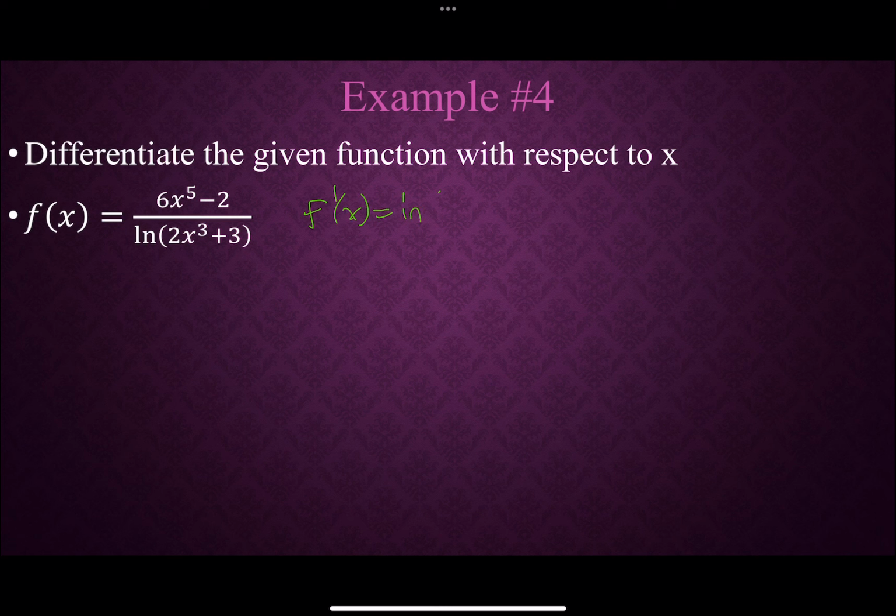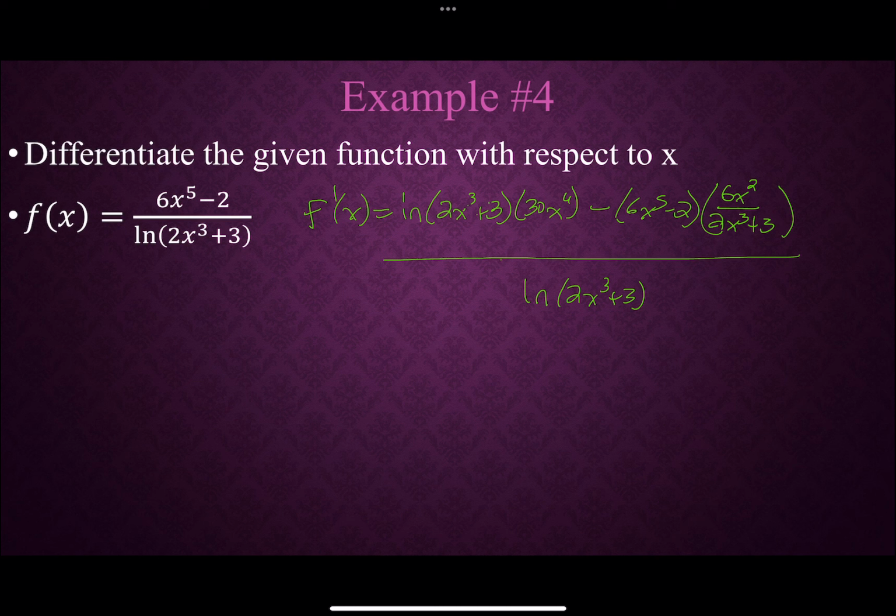But either way, that's our low, ln of 2x cubed plus 3, d high, which would be 30x to the fourth, minus our high, 6x to the fifth minus 2, d low, which would be our 6x squared over 2x cubed plus 3, all over our ln of 2x cubed plus 3 squared. And again, because we're squaring our natural log, we are not able to apply log properties that allow us to move the exponent as a coefficient, because that would be squaring inside the natural log. Squaring the natural log expression, I can't do that.